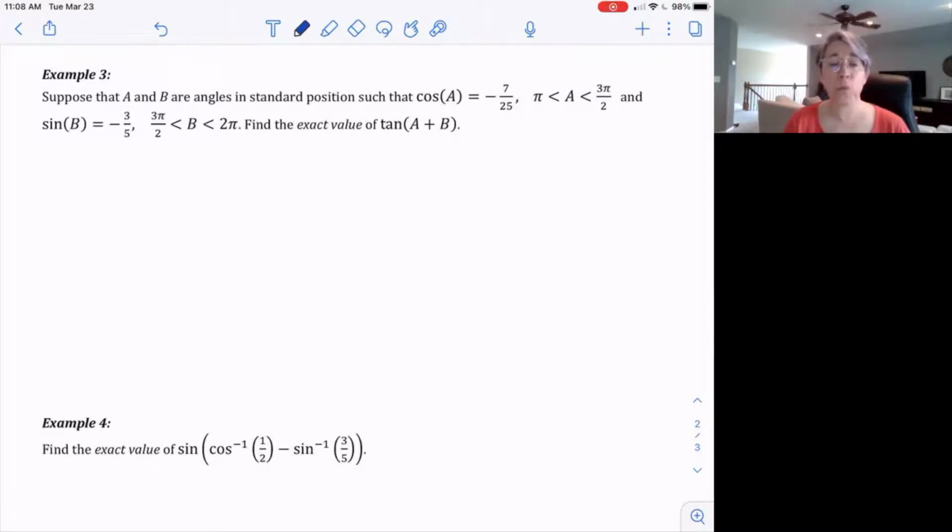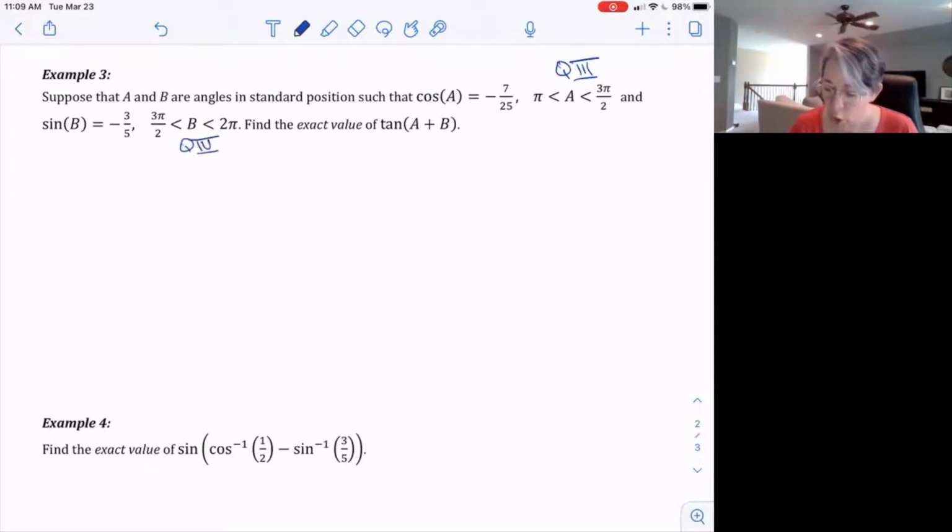Now, in example 3, we are going to use sum and difference formulas, but we may have to find other information first. Suppose that A and B are angles in standard position such that the cosine of A equals negative 7 over 25, and A is between pi and 3 pi over 2. Well, that tells us we're in quadrant 3. We also get a value for sine. Sine of B is negative 3/5, but B is between 3 pi over 2 and 2 pi. So this guy is in quadrant 4.